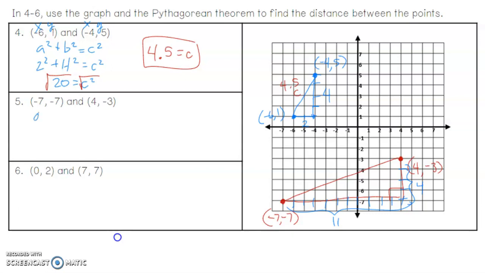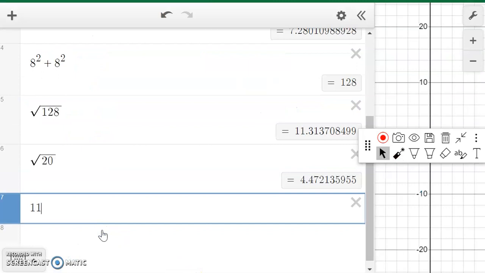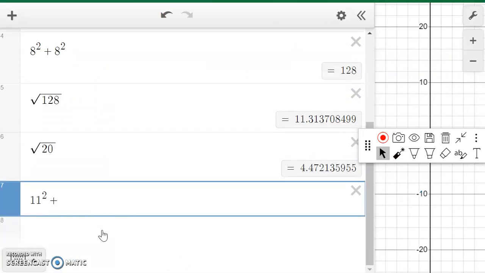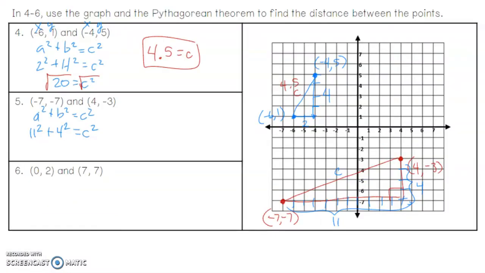And now I'm ready. A squared plus B squared equals C squared. I keep doing that to remind myself what I'm finding, right? C is what I don't know. I have the other values. So 11 squared plus 4 squared equals C squared. So that's 121 plus 16. Okay, and again, right, 137. Notice you can just jump into Desmos if you get stuck with the calculations. You do need to know how to set it up though. Desmos is only as smart as the user, right?